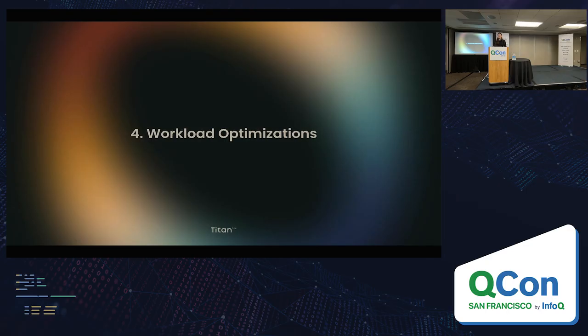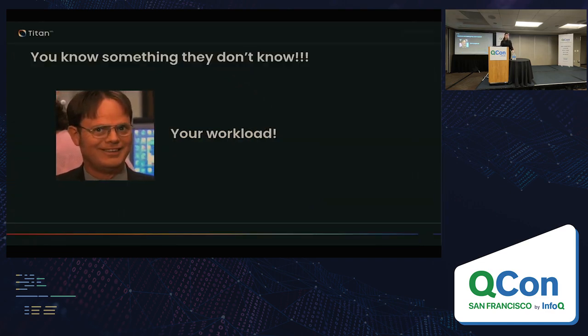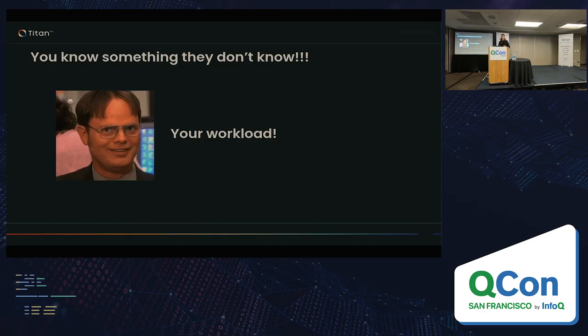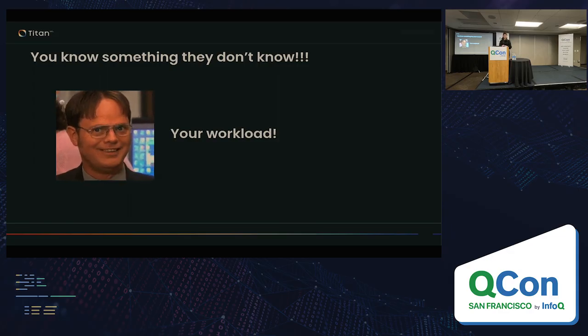Okay, I'm going to talk about workload optimizations. Now this is something I didn't have when I did the London talk. And it's something that we've been researching a lot actively and we think is really promising. So you know something that the AI labs don't know, which is what your workload looks like. And what that means is you can make a lot of decisions based on what your workload looks like that it would just never, ever make sense for them to make.